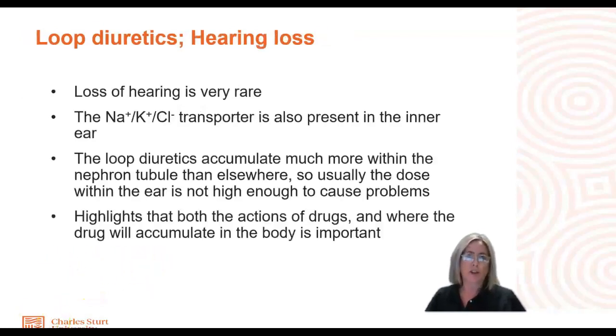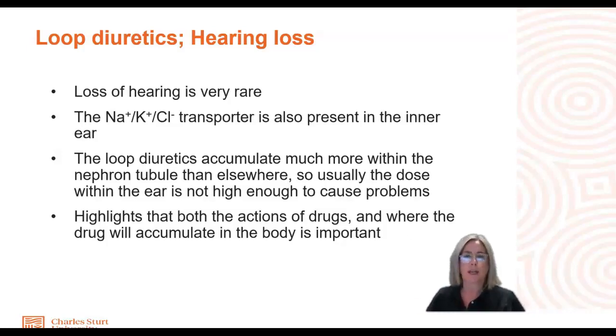And finally, there is an unwanted effect that thankfully is very rare, and that is hearing loss. And this is because the same transporter, a sodium potassium chloride transporter, is also present in the inner ear. Now, the loop diuretics do accumulate much more within the nephron tubule compared to the inner ear. So usually the dose within the ear is not high enough to cause problems.